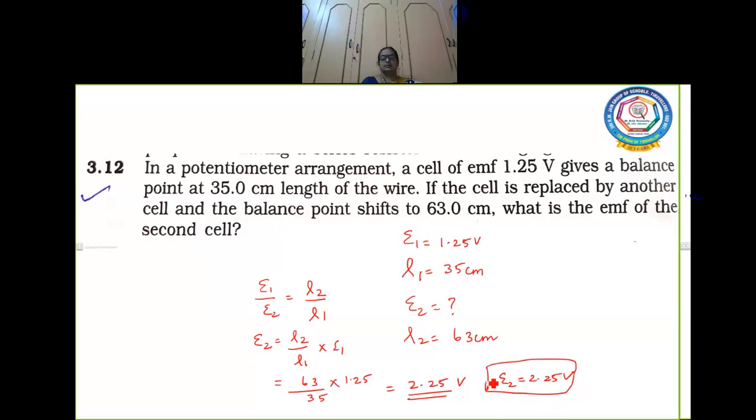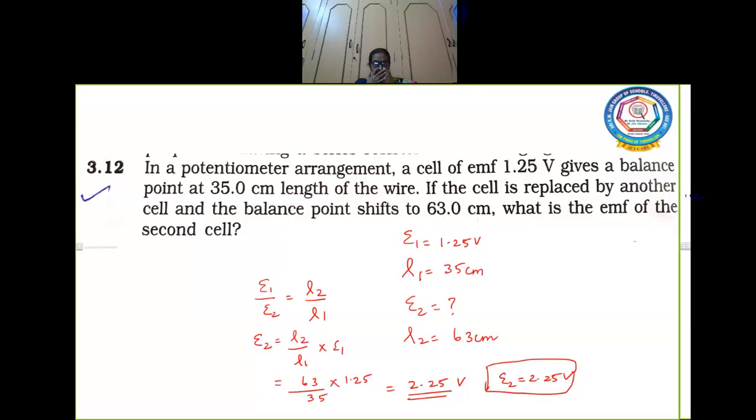Okay, clear? So this is a very simple problem, and you have one more problem, children. Take page number, again the same topic which we discussed. In that you have an example sum, page number 123. You check in your textbook, children. There is an example problem there.